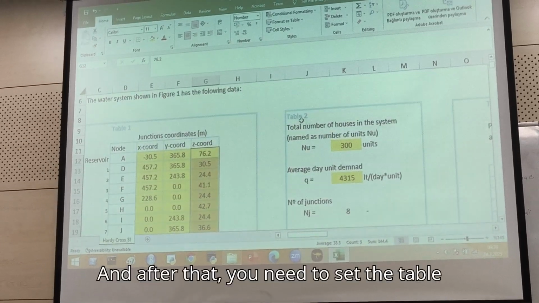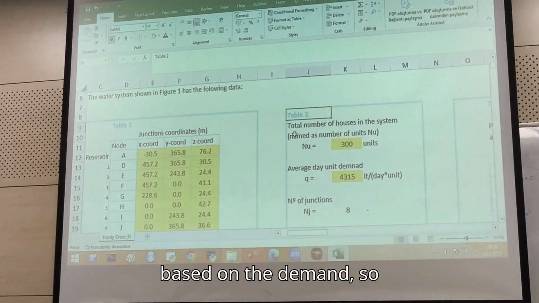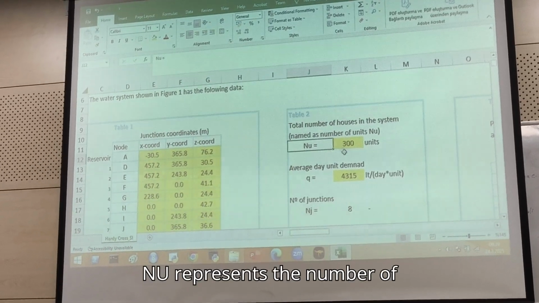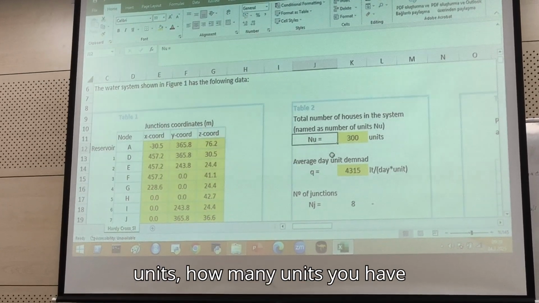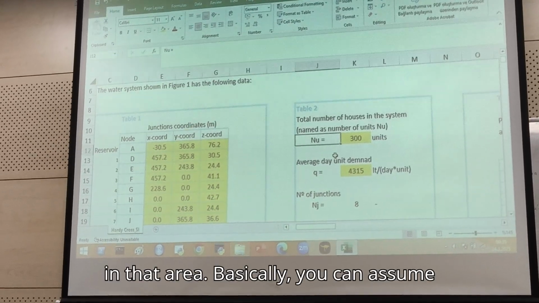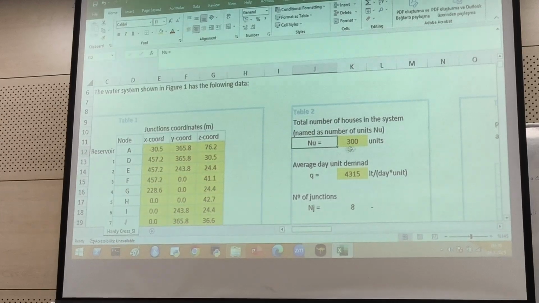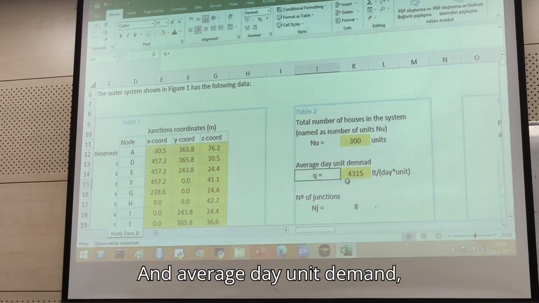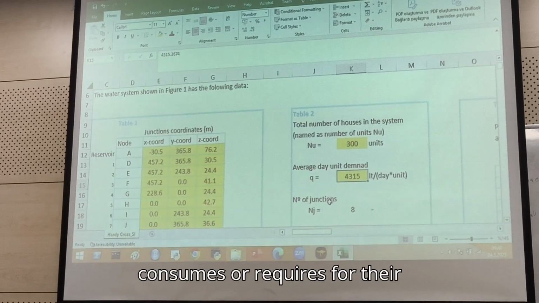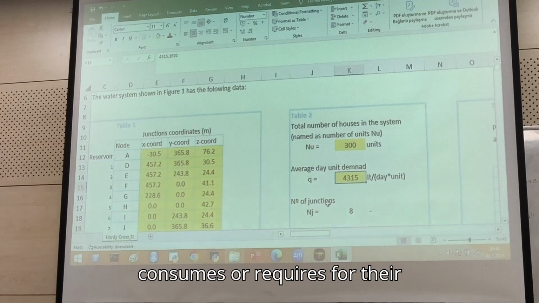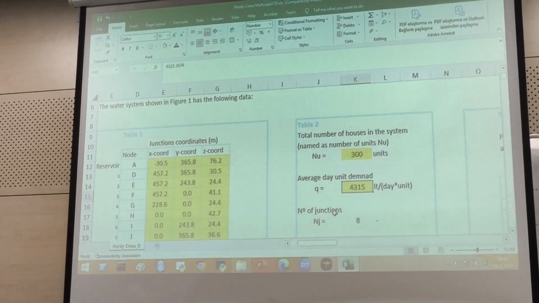And after that, you need to set the table 2. It is basically based on the demand. So NU represents the number of units. How many units you have in that area. Basically, you can assume these units as houses, okay? And average day unit demand, it means every unit consumes or requires for their daily activities that much water, okay?